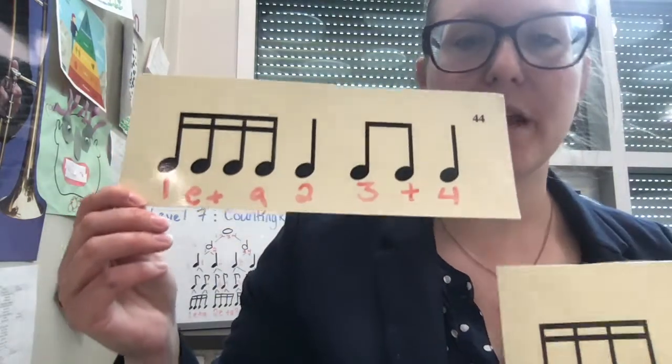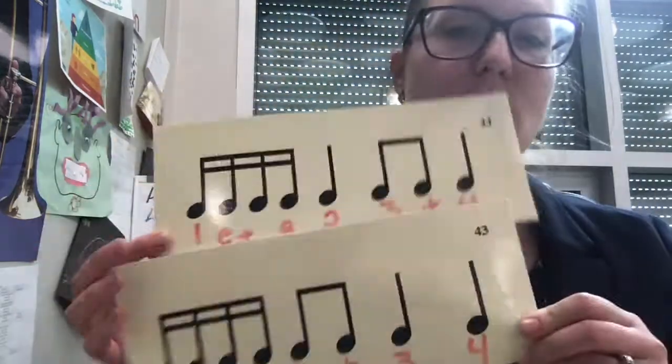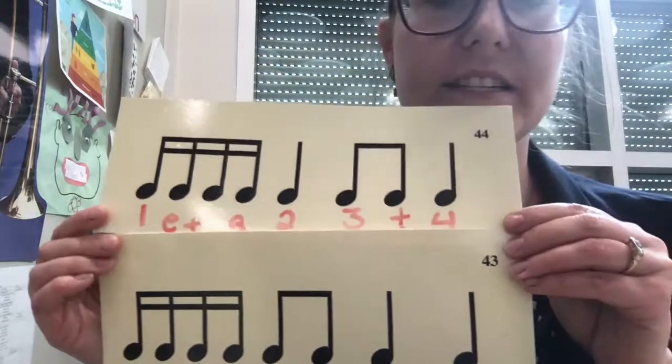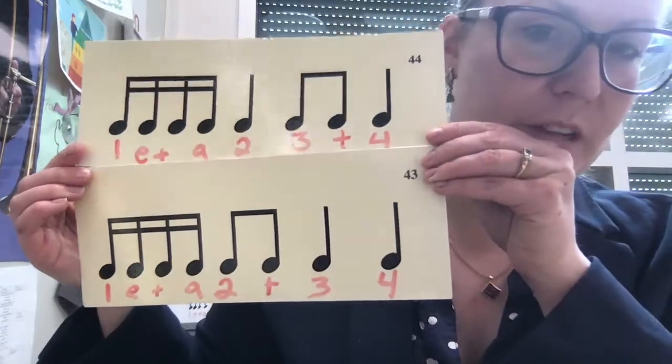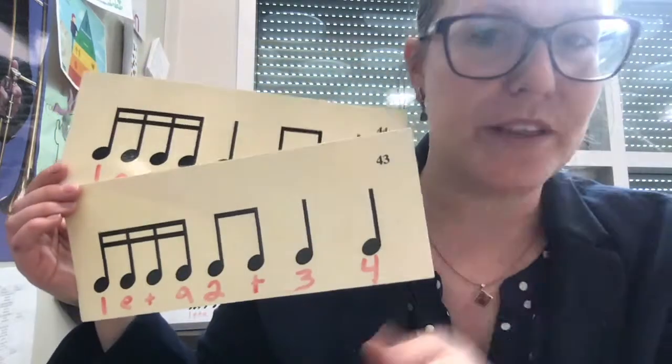So if you count your rhythms, 1 e and a 2, 3 and 4, and your friend counts 1 e and a 2 and 3 and 4, every time you say 1, it's going to line up. Every time you say 2, it'll line up. Every time you say 3, it'll line up. And every time you say 4, it'll line up. And your rhythms will lock in place. And so that's the purpose.